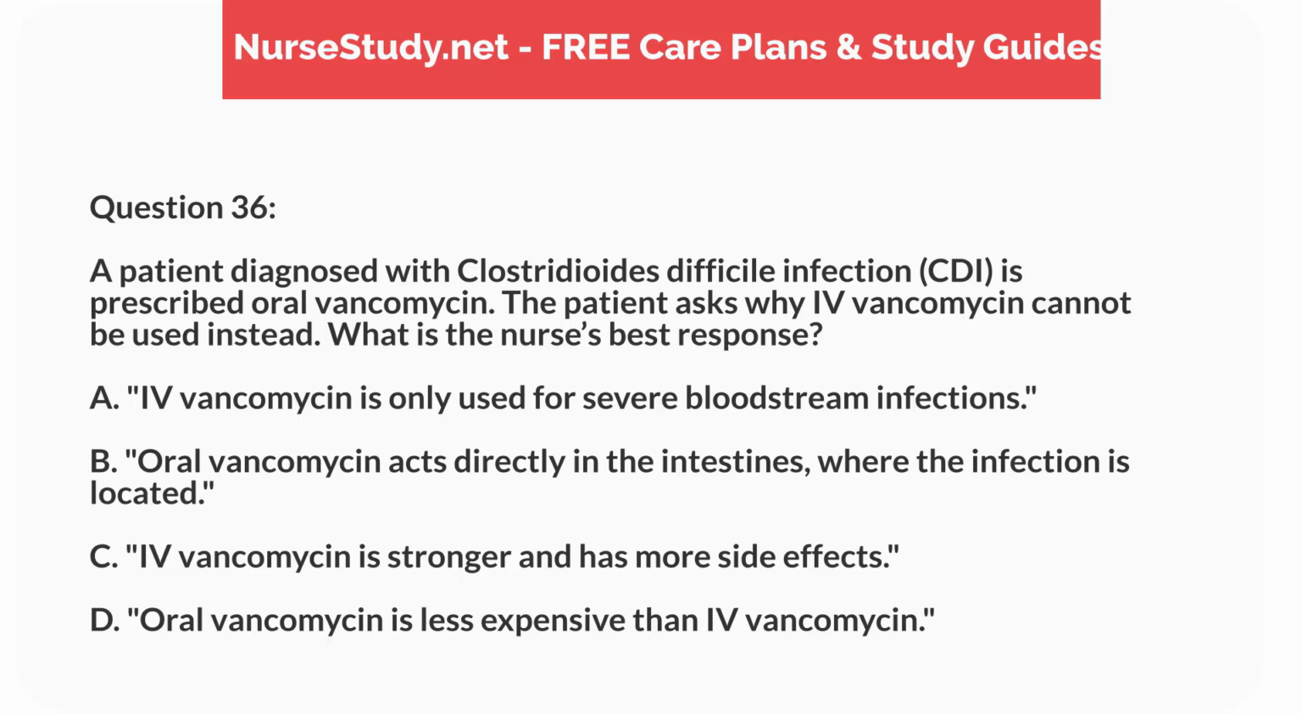Question 36. A patient diagnosed with Clostridioides difficile infection, CDI, is prescribed oral vancomycin. The patient asks why IV vancomycin cannot be used instead. What is the nurse's best response? A. IV vancomycin is only used for severe bloodstream infections. B. Oral vancomycin acts directly in the intestines, where the infection is located. C. IV vancomycin is stronger and has more side effects. D. Oral vancomycin is less expensive than IV vancomycin.